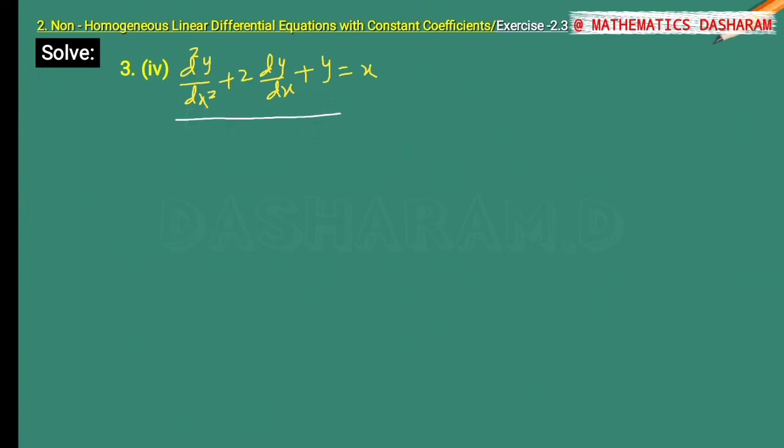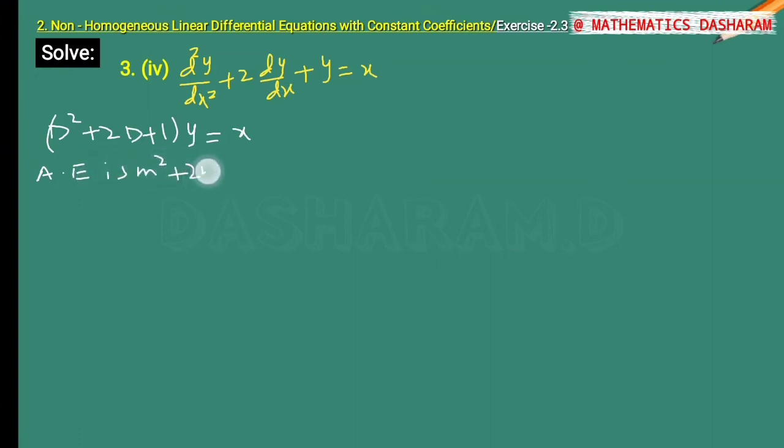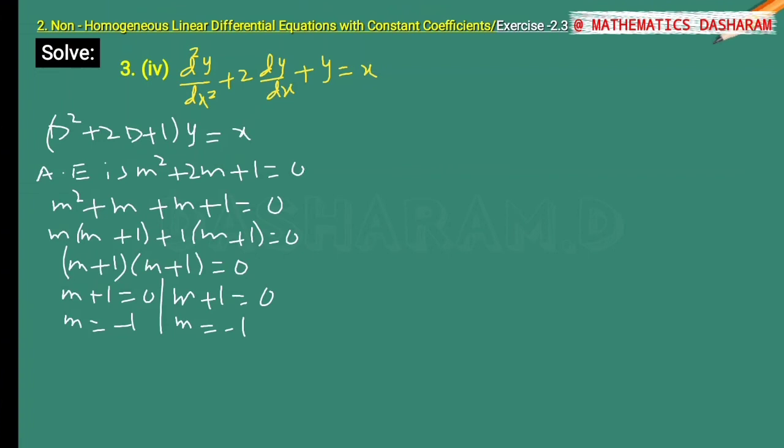Next question, d square y by dx square plus 2 into dy by dx plus y equals x. So the symbolic form is D square plus 2D plus 1 into y equals x. Now the auxiliary equation is m square plus 2m plus 1 equals 0. So now do factorization. So the two roots are real and equal. Then the complementary function is c1 plus c2 into x, e to the power of minus x.